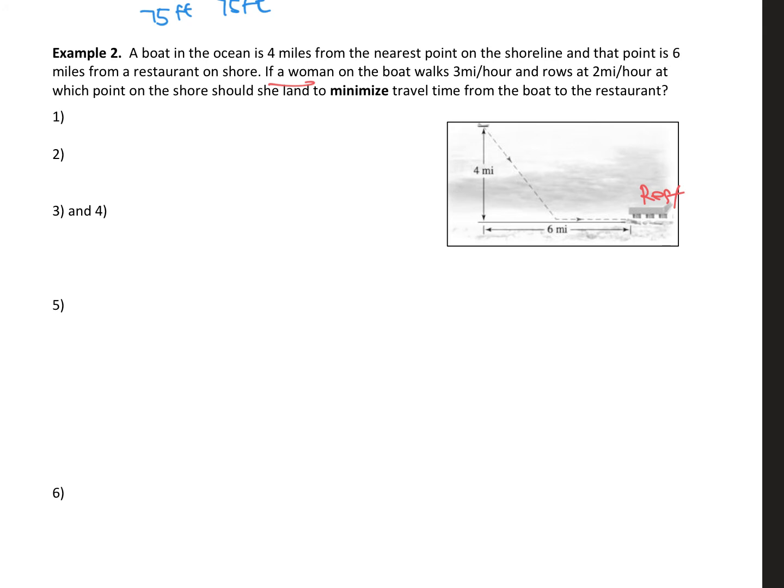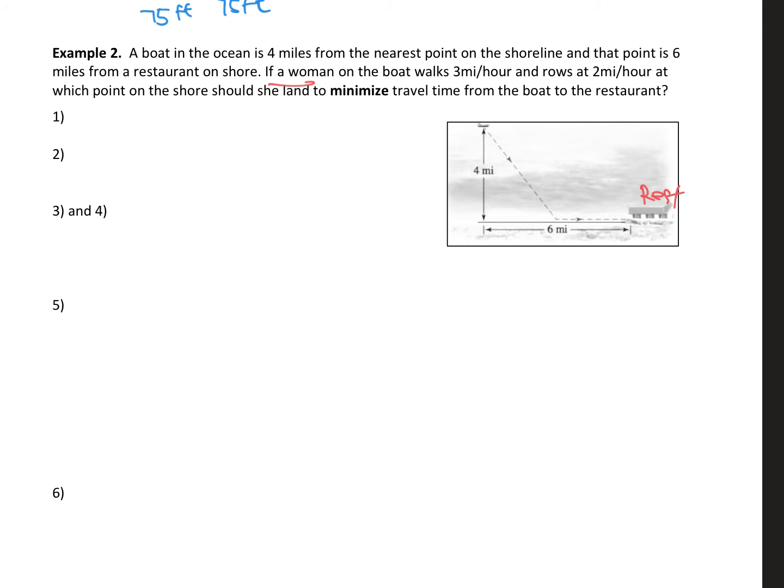So I was thinking of one extreme case where she just rows to the restaurant, which is the shortest distance, but then she's like, that's only 2 miles an hour. Other strategy is go to the shore immediately and then walk, but that's such a long distance, right? So the question is, where should she land so that she can minimize the travel time, right?